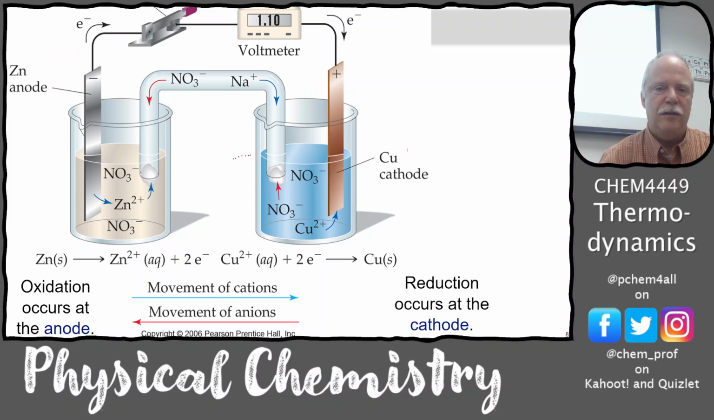So notice that there's transfer of electrons, but there's also transfer of ions. And so the negative values go one direction, the positive values go the opposite direction. So up here we have the electrons going through our circuit. This voltmeter is testing how hard they push. So it's measuring the potential.